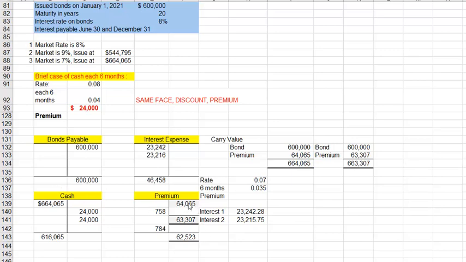And look at our premium. This is also a liability. The liability is being chipped away at each 6-month period to become smaller and smaller. Eventually, this premium will go to 0.